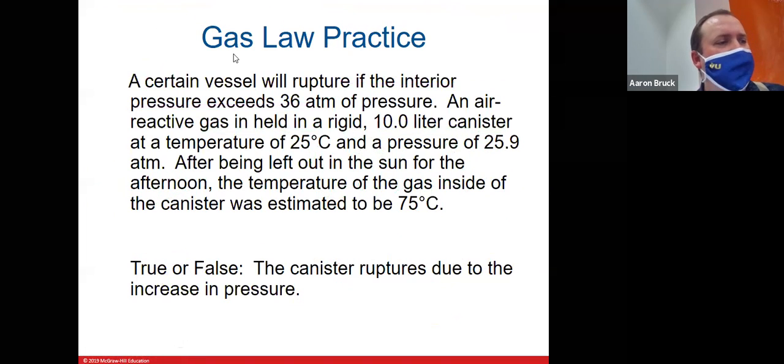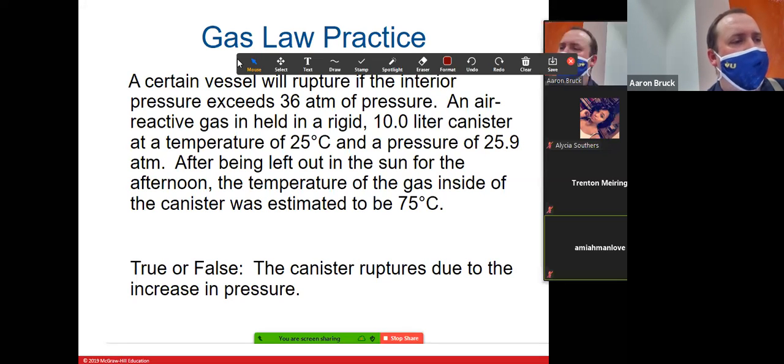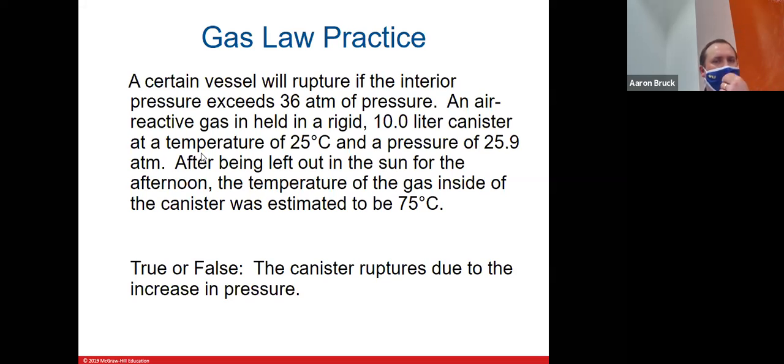All right, I want you to try this one on your own. I'm going to come around and check on you, see how you're doing. This is more of a practical kind of application. Let's say that we have a vessel, and we know that it will break, it will rupture, if the internal pressure exceeds 36 atmospheres of pressure.